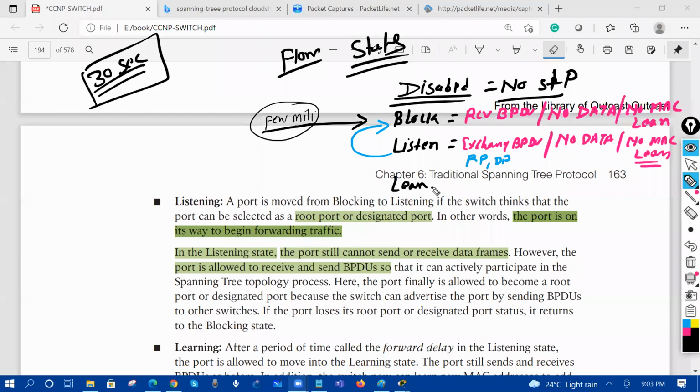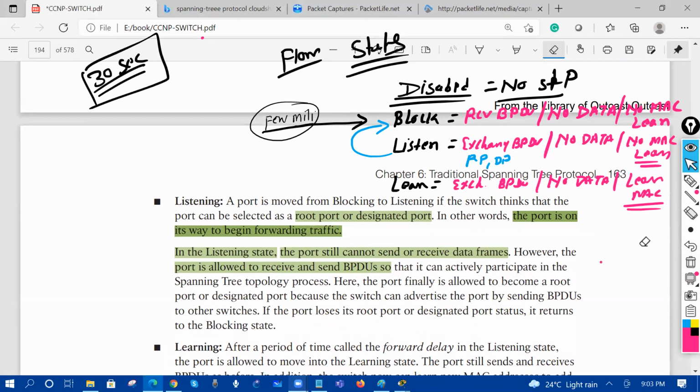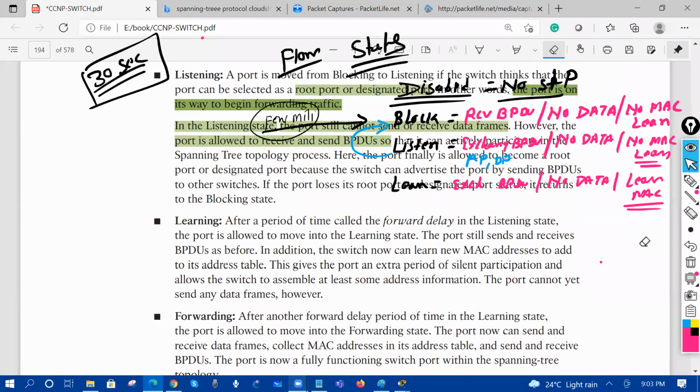As the name suggests, what? I'm going to exchange the BPDU. No data transmit, but I do have the ability to learn the MAC address. But which MAC address? Not the data MAC address. I'm going to learn the Ethernet MAC address. Ethernet MAC address in the sense of what? The interface MAC address I'm talking about, guys.